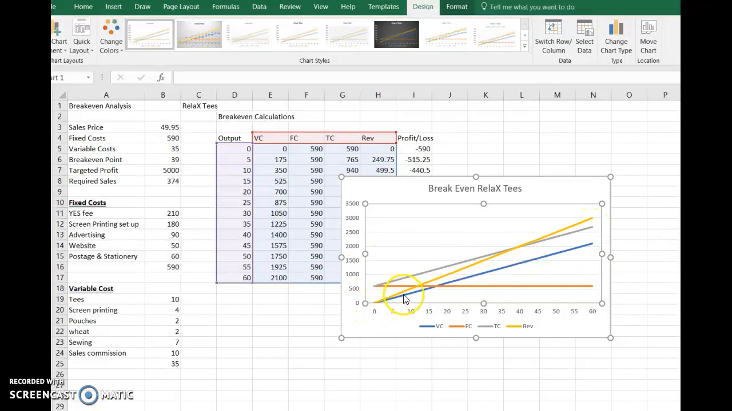The last line, our sales line, you can see that one. You see here's our break-even point here, and that's actually at 39. Coming down to 39.